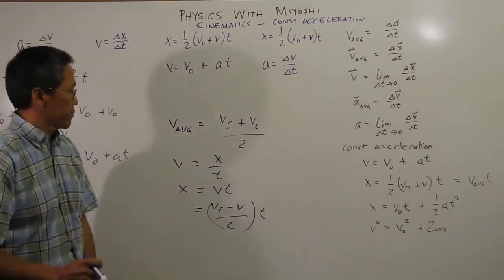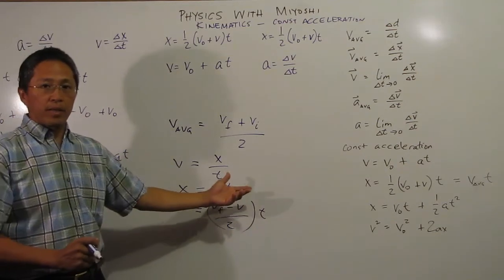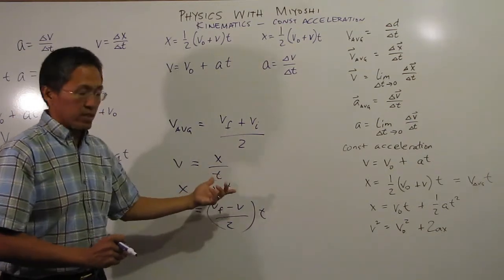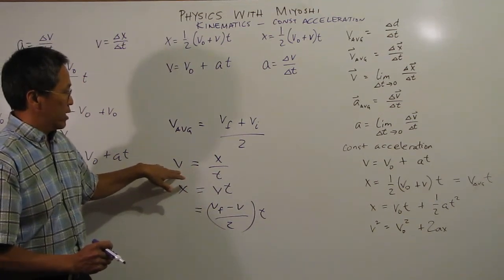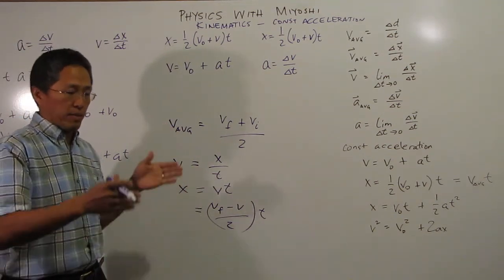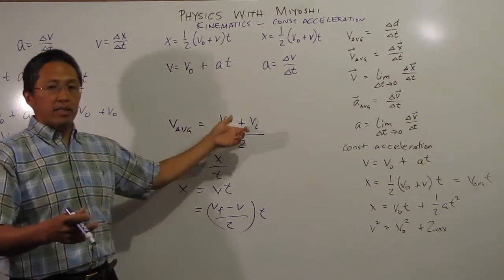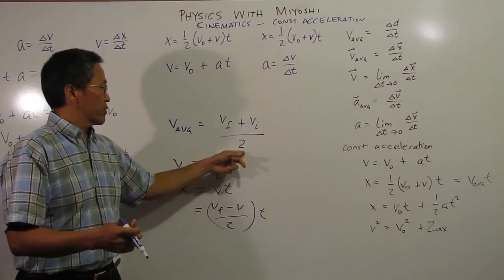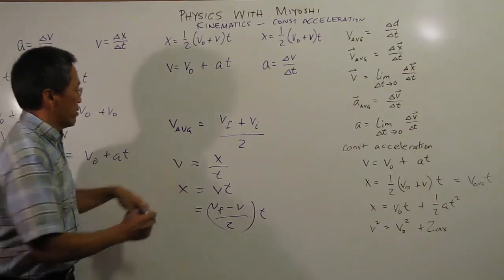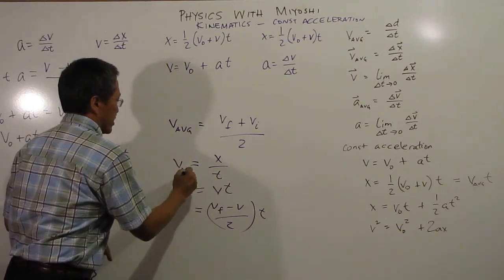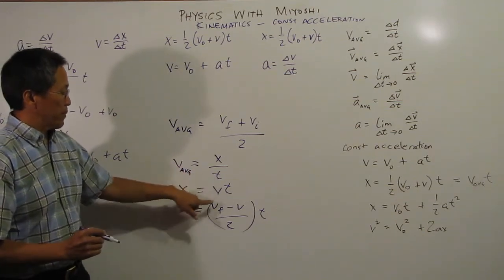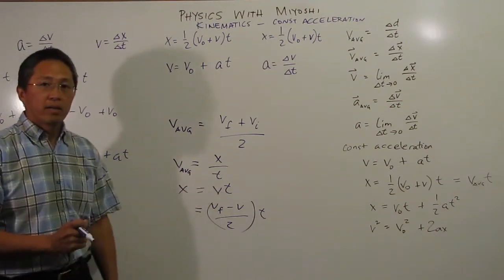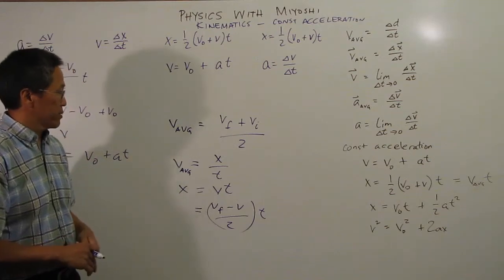Again, if we think about this physically, if I know that my acceleration is constant, I just add my final and my initial velocity together, divide that by 2, and then I know that my average velocity multiplied by my time is going to give me my final displacement.